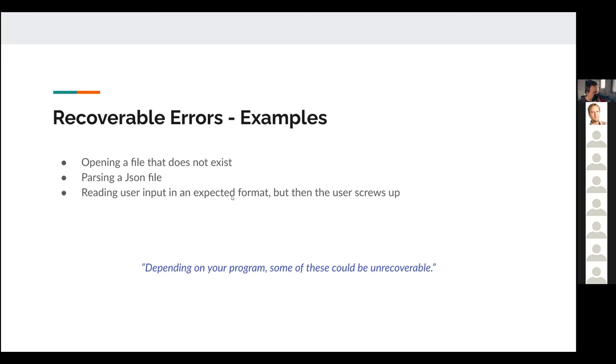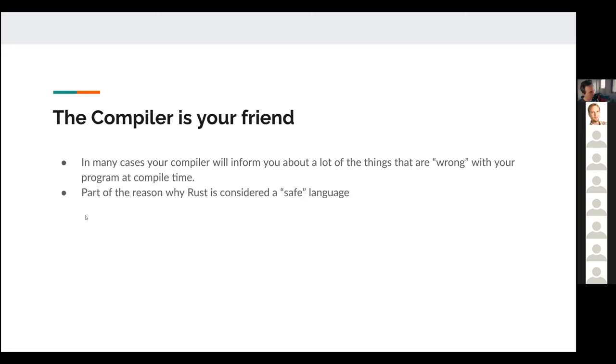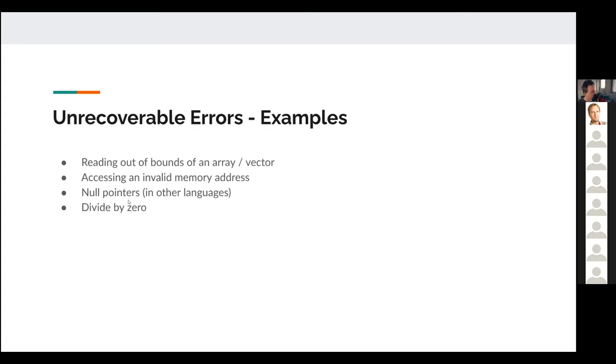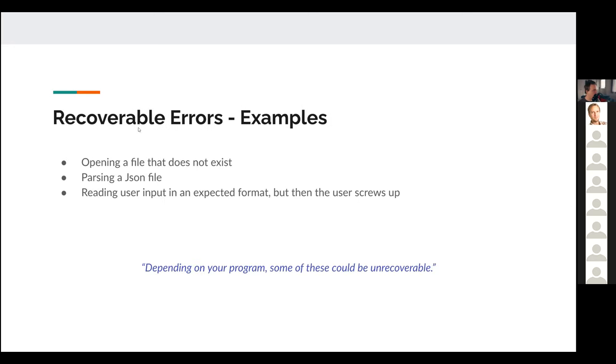Also reading user input in an expected format, but then the user ends up screwing up. Like you ask for a number, but they write a string. You can definitely recover from that. If you don't recover from this or validate this, then you could end up in a state where it's unrecoverable. For example, if you write a calculator and you allow the user to divide by zero, then you could end up in a bad state. But if you actually handle and validate the input, so you say, hey, you can't divide by zero, then you can still recover.